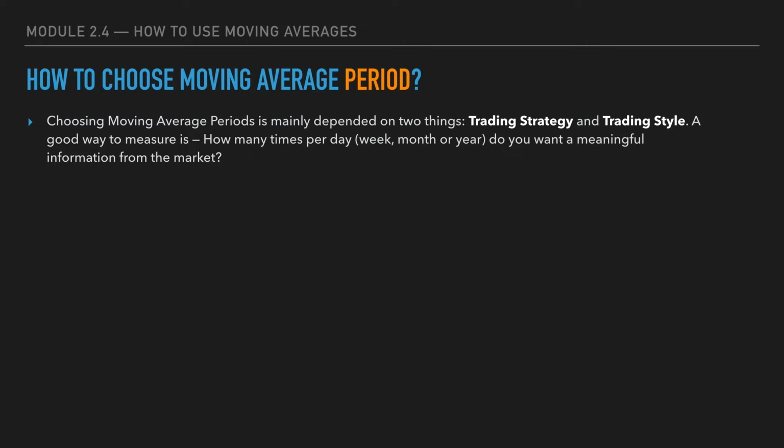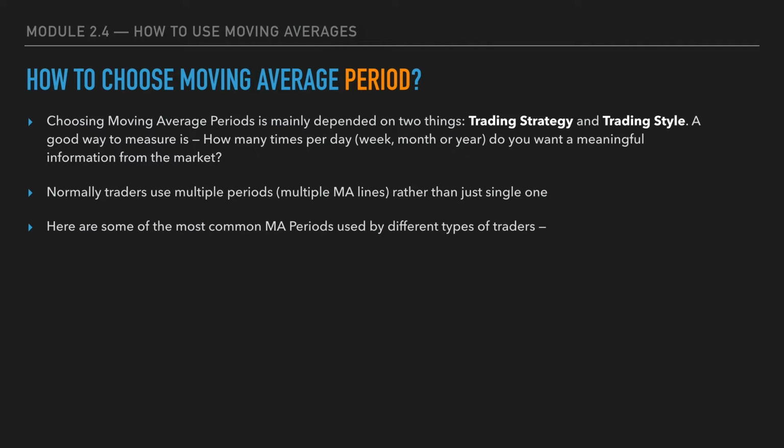Choosing moving average period mainly depends on two things, trading strategy and the trading style. A good way to measure it is how many times per day or per week, per year do you need a meaningful information from the market? Normally, traders do not use just one moving average line. They usually use multiple moving average lines combined together with different time periods. Here are some of the most common moving average periods combinations for different types of traders.